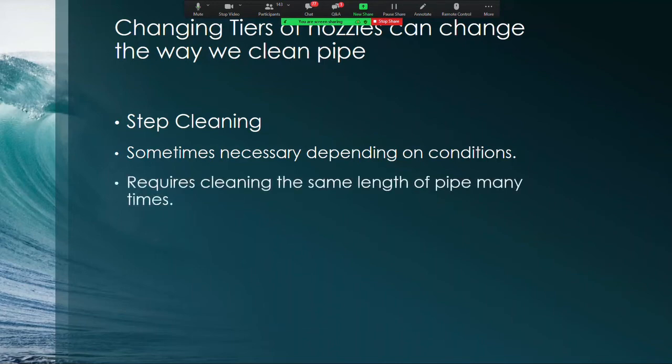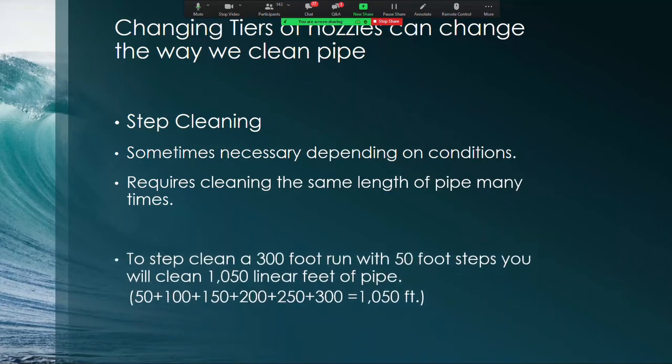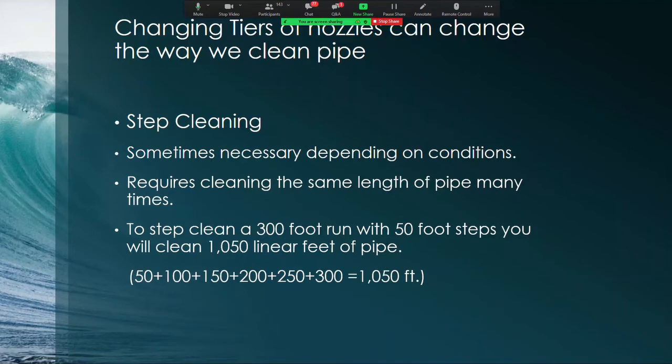The problem with step cleaning is that it requires cleaning the same length of pipe many, many times. Here I'm cleaning a 300-foot run in 50-foot steps. Because I go into 50 and then 100, then 150, then 200, I end up running a total of 1,050 linear feet to get 300 feet in the books. And that first section of 50 feet gets cleaned 6 times. So it makes you wonder, from a time and efficiency point of view, is this the right thing?